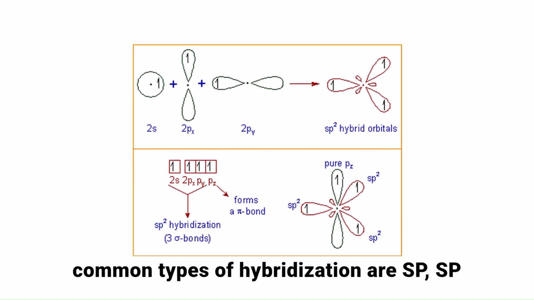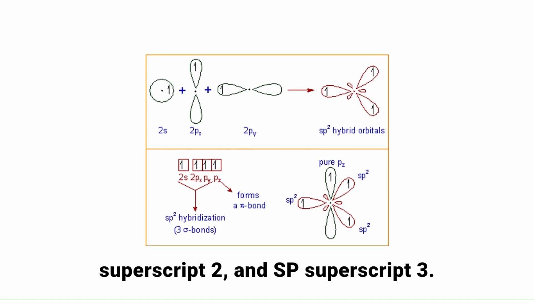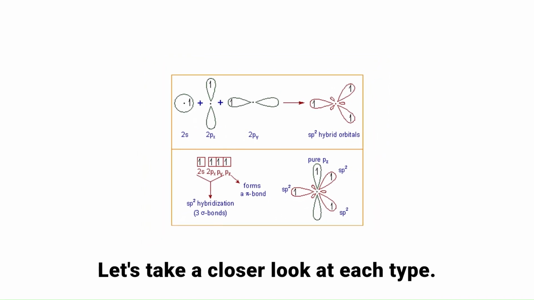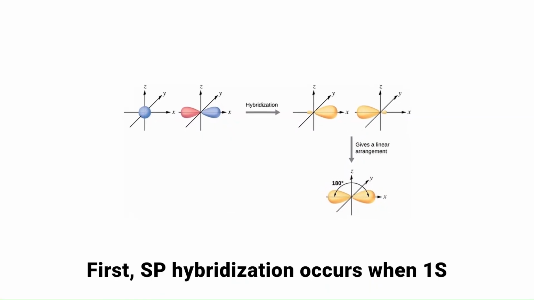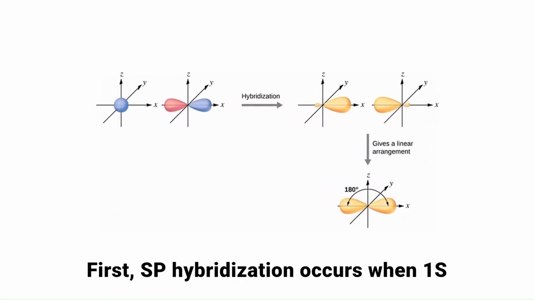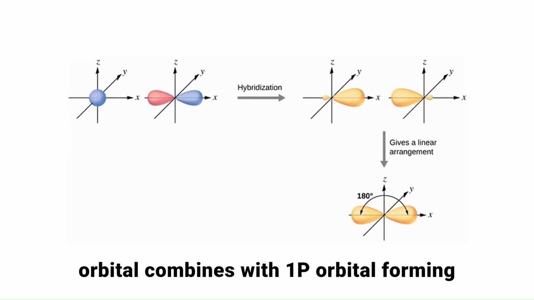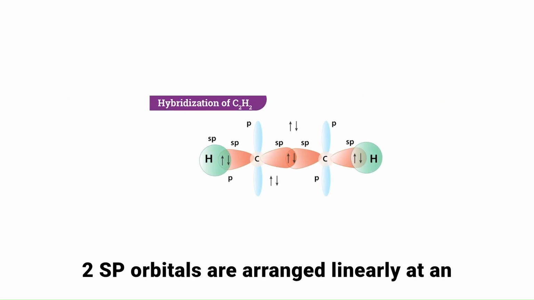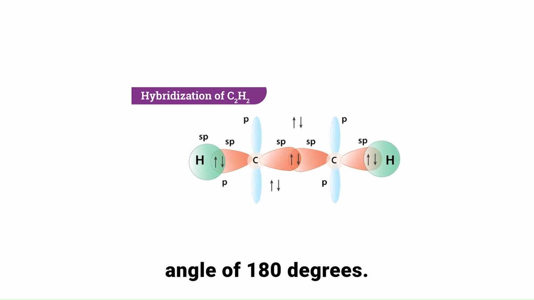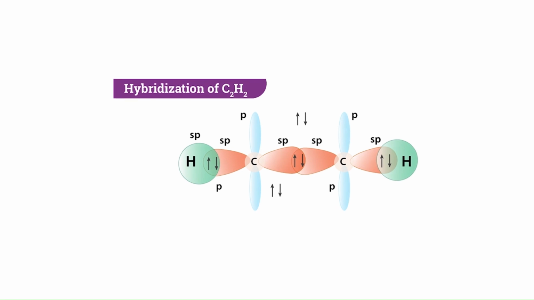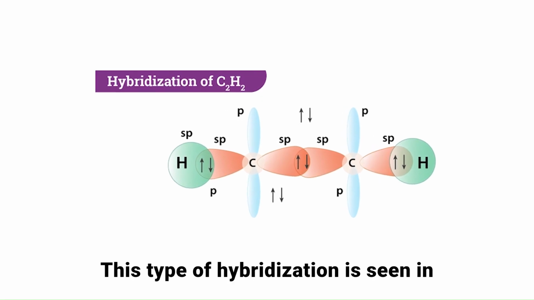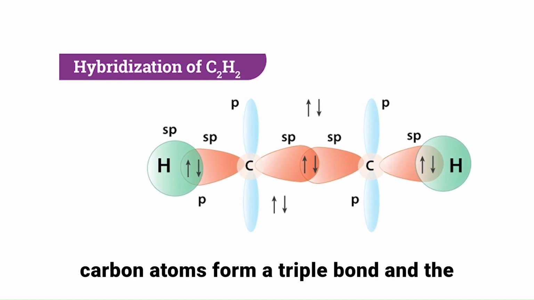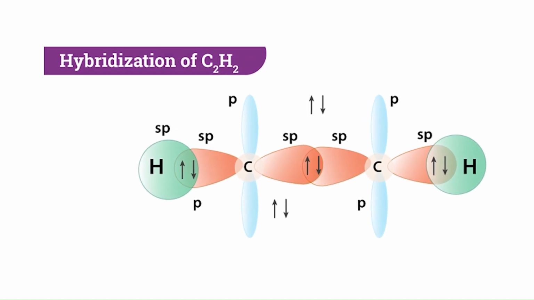The most common types of hybridization are sp, sp², and sp³. Let's take a closer look at each type. First, sp hybridization occurs when one s orbital combines with one p orbital, forming two sp hybrid orbitals. These two sp orbitals are arranged linearly, at an angle of 180 degrees. This type of hybridization is seen in molecules like acetylene, C₂H₂, where the carbon atoms form a triple bond, and the molecule adopts a linear shape.